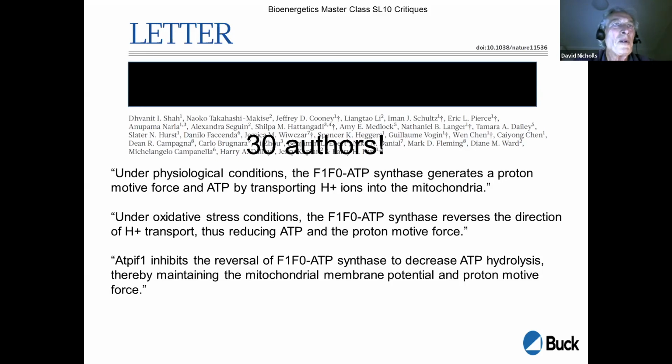If you stop the reversal, you collapse the mitochondrial membrane potential and proton motive force. It's all in the first paragraph. There's another one.